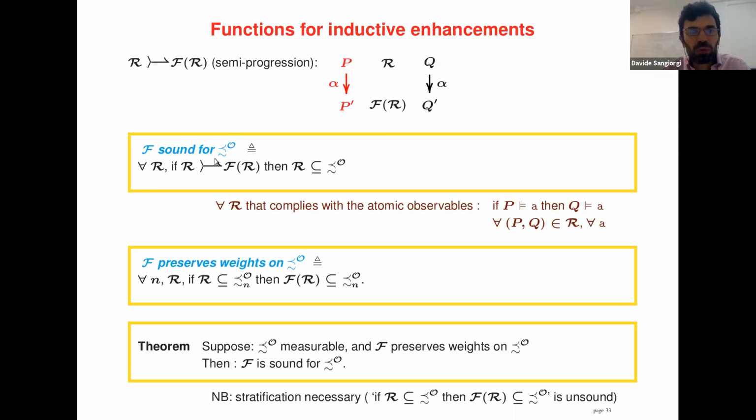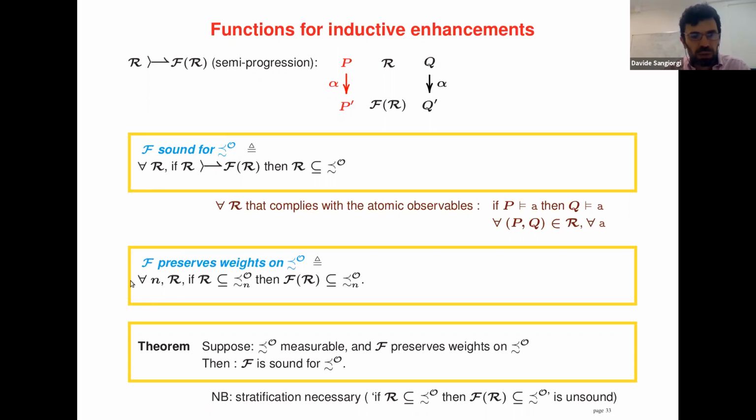Of course, the function f should be sound for a given preorder. I'm not saying what the preorder is, so this is the generic definition: any preorder induced by a family of observables in the way that I have described earlier. So f is sound for a given preorder if, whenever I have a semi-progression of this kind, then it is indeed the case that R is contained in the preorder. To be precise, in this definition the quantification of R is constrained to those R that comply with the atomic observables. So if A is atomic and a process in a pair of R has it as observable, then the other process should have it too. But this is a secondary point that doesn't need much comment.